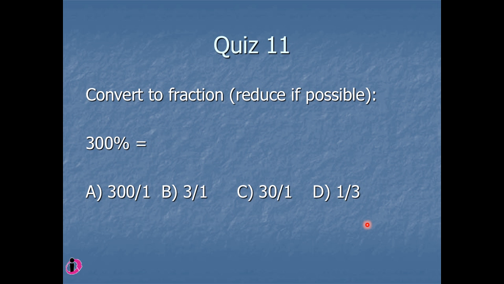$300. If you convert it to a fraction, you move the decimal point 2 positions to the right, which is 3, right? That means actually 3 over 1, because you can always assume that you have a denominator of 1, even if you don't see any denominator in the whole number. So the right answer is B.